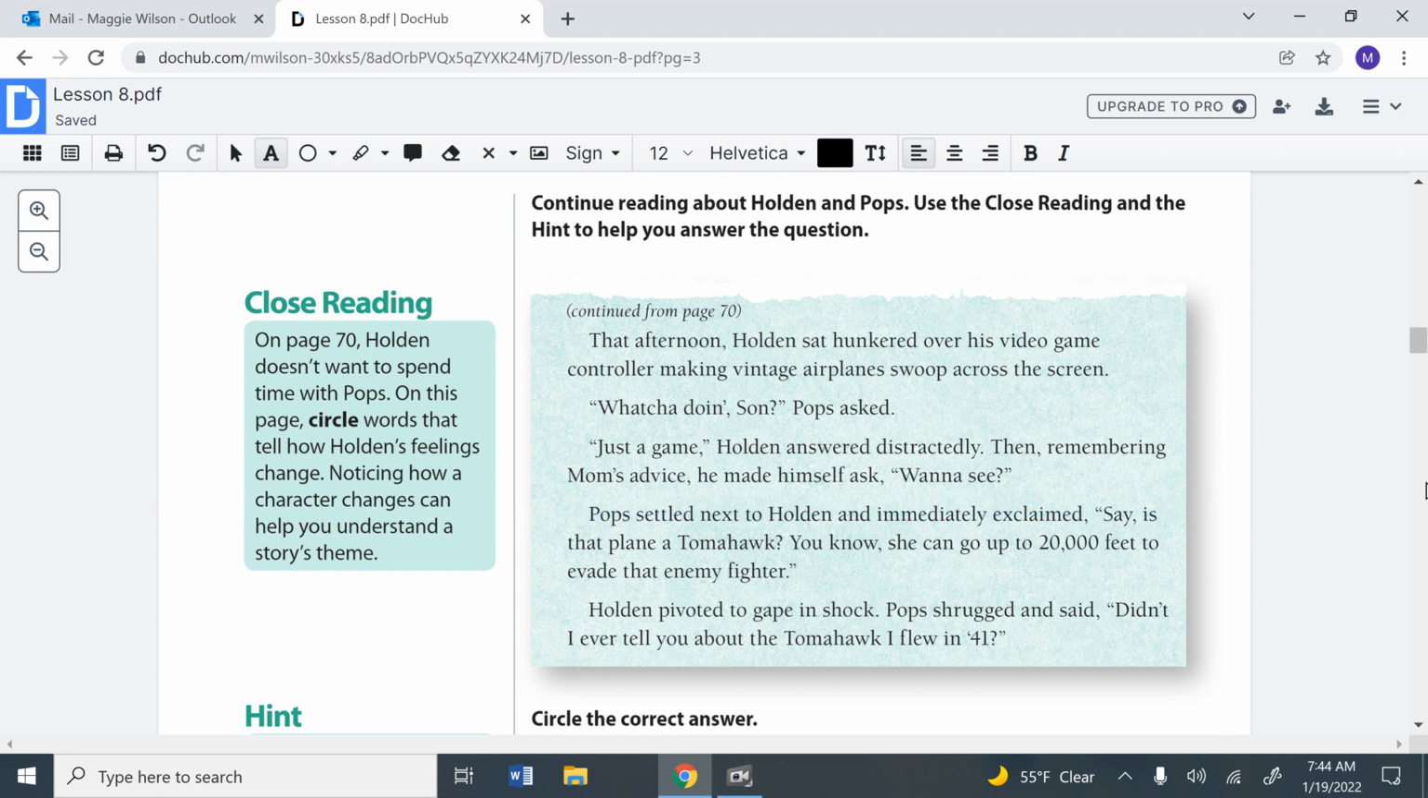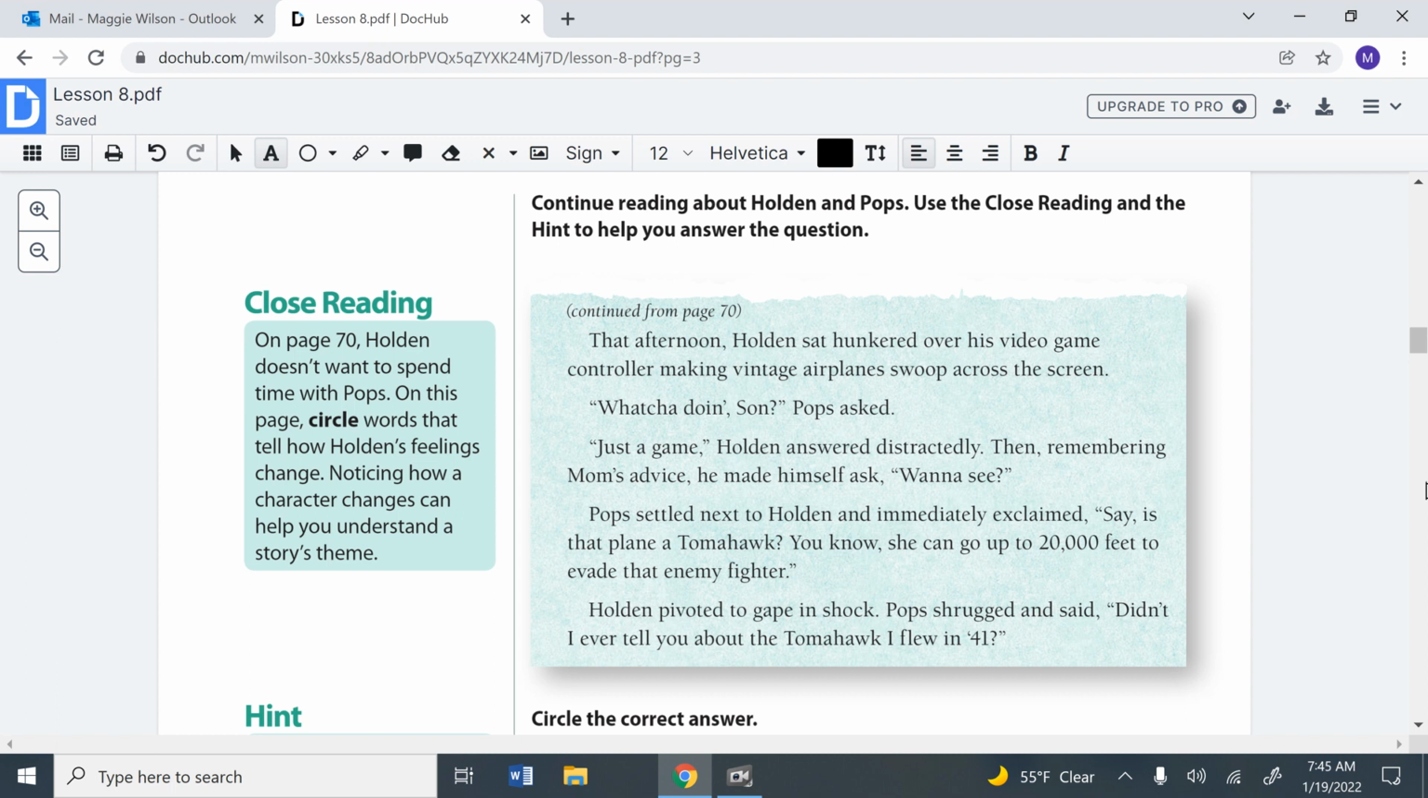So it says, that afternoon, Holden sat hunkered over his video game controller, making vintage airplanes swoop across the stream. "What you doing, son?" Pop asked. "Just a game," Holden answered distractedly. Then, remembering Mom's advice, he made himself ask, "Wanna see?" Pop settled next to Holden and immediately exclaimed, "Say, is that plane a Tomahawk? You know she can go up to 20,000 feet to evade that enemy fighter." Holden pivoted to gape in shock. Pop shrugged and said, "Didn't I ever tell you about the Tomahawk I flew in '41?"